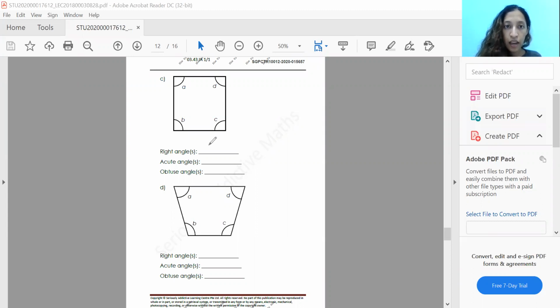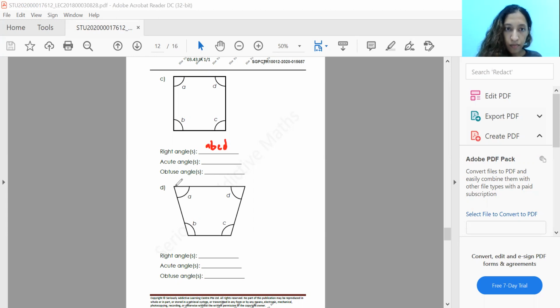So basically, A, B, C, and D. All right. They do not have an acute angle, nor do they have an obtuse angle. All right, so let's move on to D. As you can see, do they have any right angles? No, they don't, right? Okay, what about their acute angles? Let us see their acute angles.